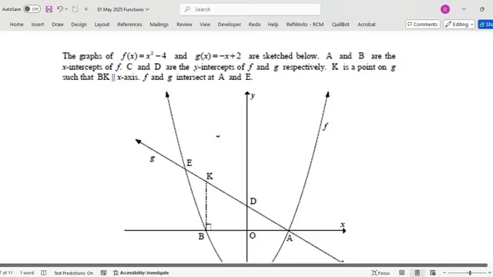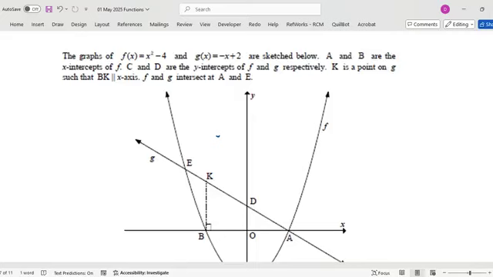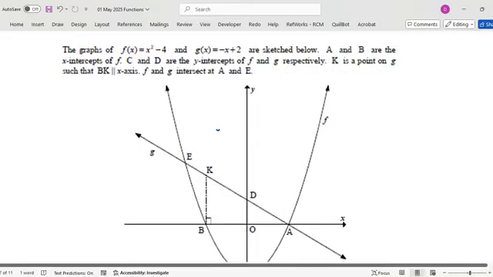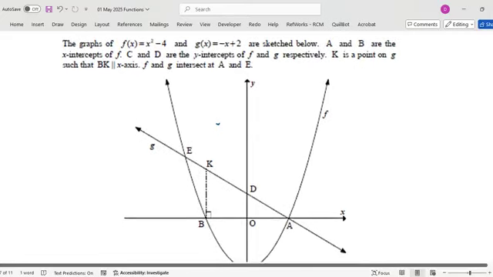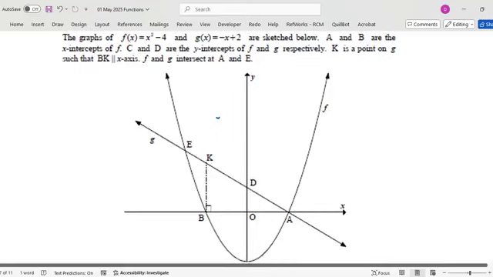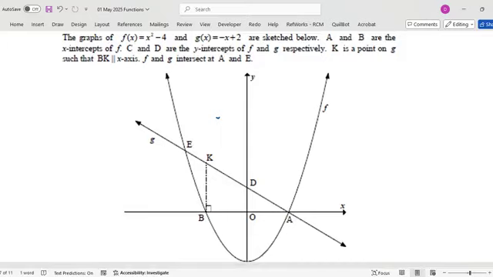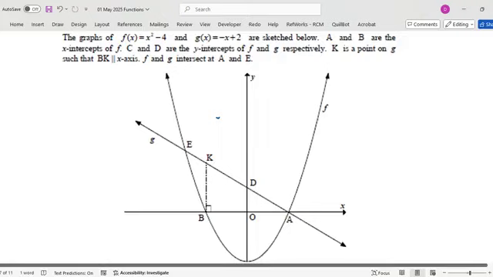The graphs of f of x and g of x are sketched below. We can see that A and B are the x-intercepts on the f graph. C and D are the y-intercepts on both the graphs. And K is a point on g such that BK is parallel to the x-axis. We'll note that because there's 90 degrees there. And then they say f and g intersect at A and at E. So that is the only story you're told.